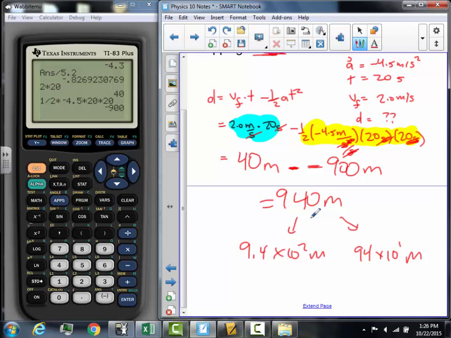Could you do 90 times 10 to the 1? That's another way of doing it. Does that work?